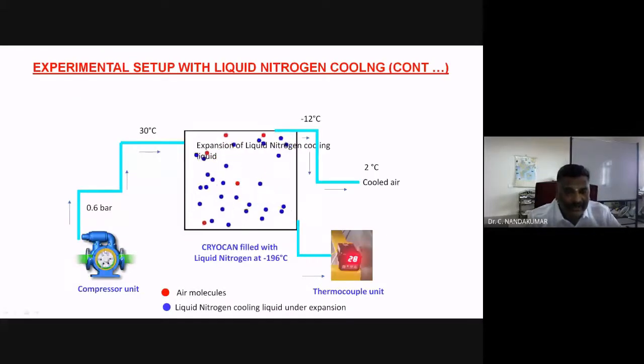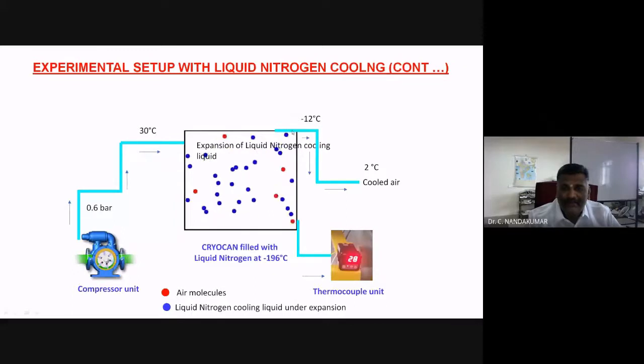So with the help of this compressor, the compressed air is going to this particular tank, the air molecules and the nitrogen, liquid nitrogen molecules. Okay, it will be mingled here in the tank, and then the cooled air will go to that place, and then machining will be carried out. In this case, see the measurement.